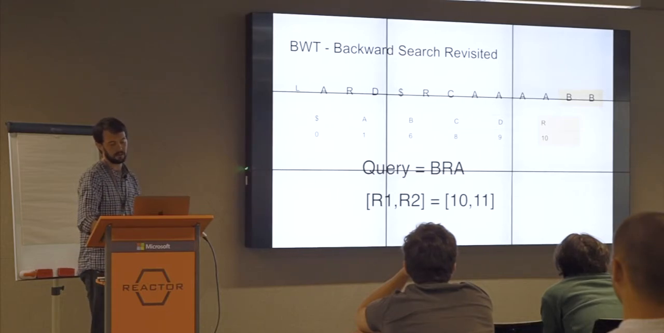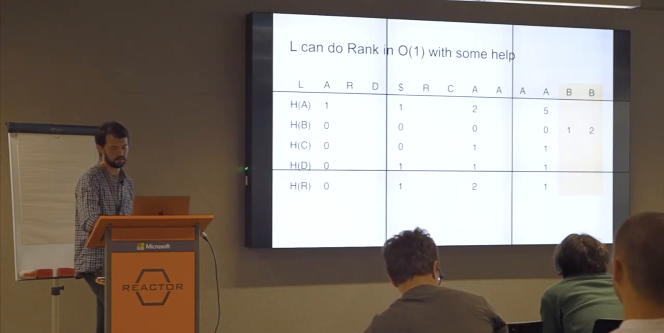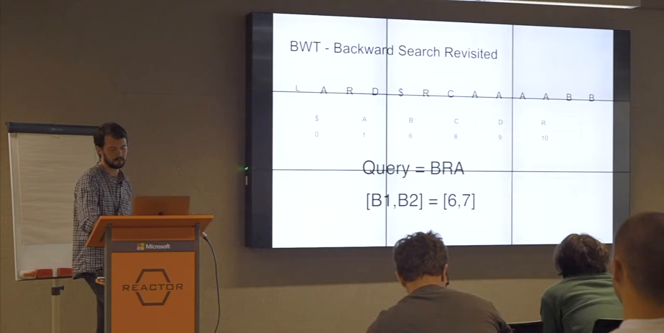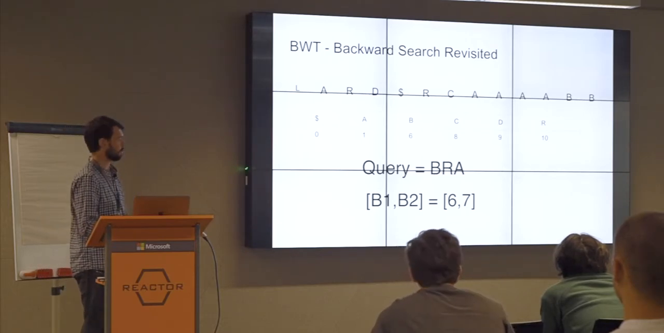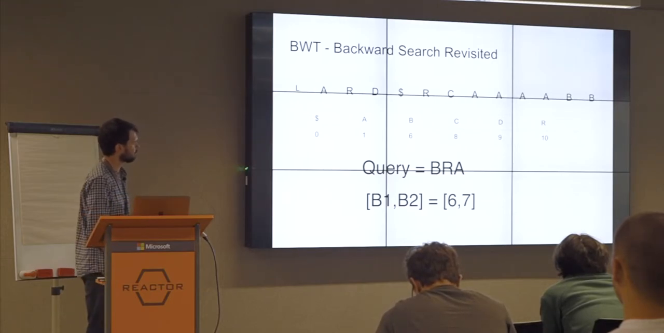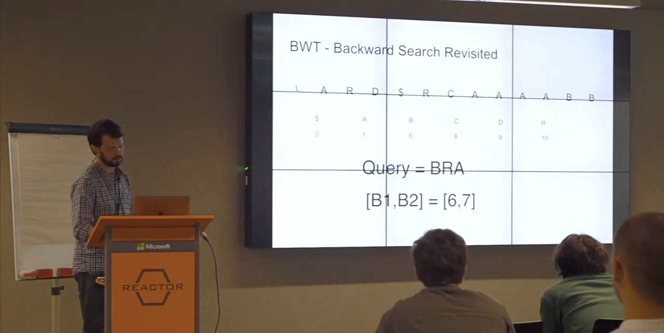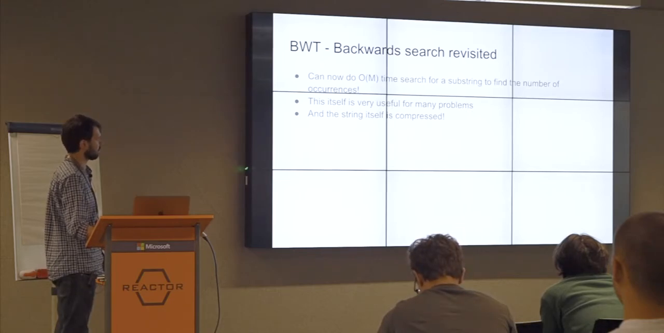We find that R occurs at 10 and 11 in F, and now we want to find the B's with the highest and lowest rank in that region. We find them quite trivially. And so now we discover there's 2 occurrences of bra, and they occur at positions 6 and 7 in F. Unfortunately, that's just the number of occurrences. It doesn't tell us where they actually occurred in the original string.